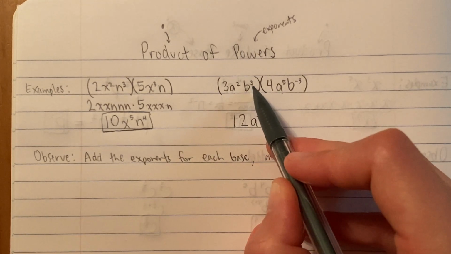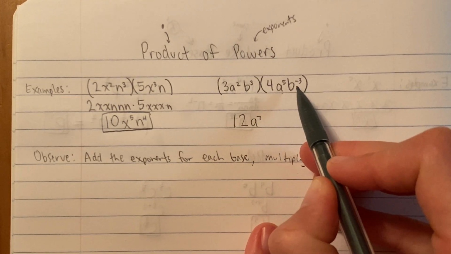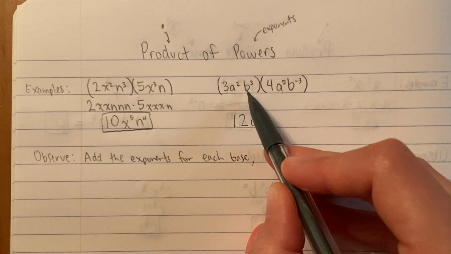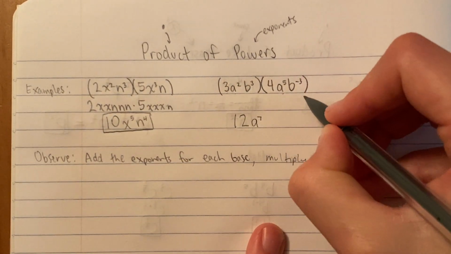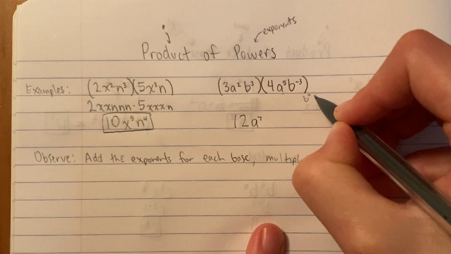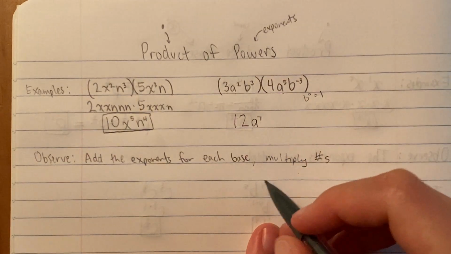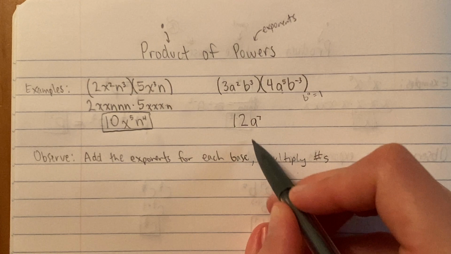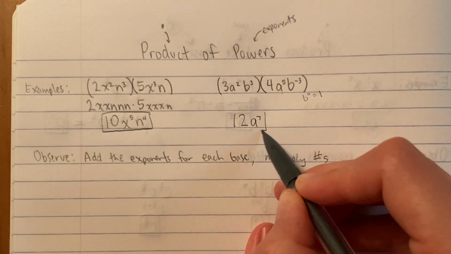Now this is 3 plus negative 3. That's 0. That's b to the 0 power. What's b to the 0 power? What does that equal? That equals 1. Remember? So I'm not going to write times 1, right? I'm just going to write it like this.